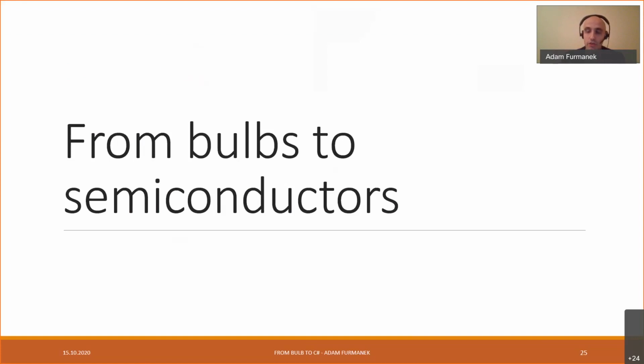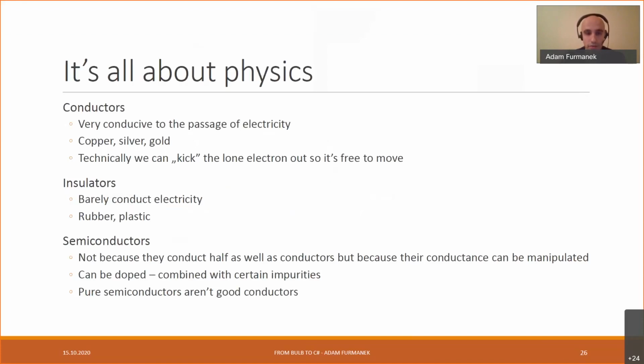What allowed us to build computers for real was the invention of the transistor, which could be built using semiconductors. So when we take a quick peek at the physics level, we have things called conductors, insulators, and semiconductors. Conductors allow for passage of electricity, right? So these are things which we can use to basically kick the electrons. The electrons are flowing through the wire, so the electricity is moving on. We have insulators which do not conduct electricity, and we have semiconductors.